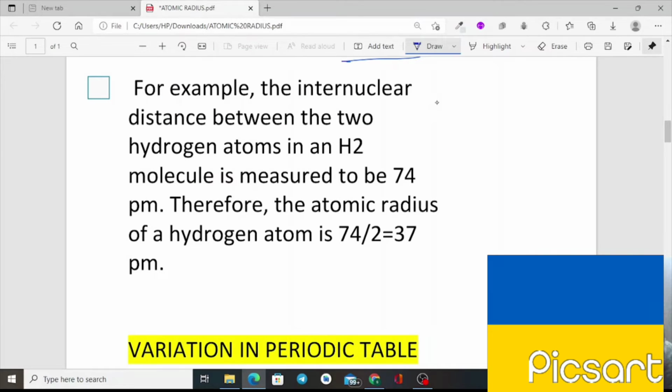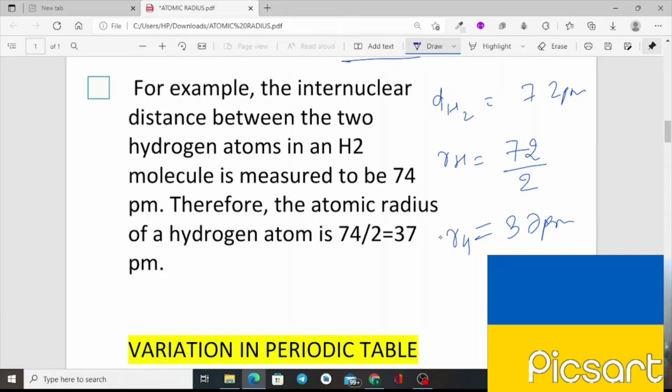Moving forward, I have given here an example. The internuclear distance of the H2 molecule is 72 picometer, and I have asked for the radius of the hydrogen atom. How will we find out? We know that half of the internuclear distance of a molecule bonded by a single bond is the atomic radius. So 37 picometer is the atomic radius of hydrogen, okay.